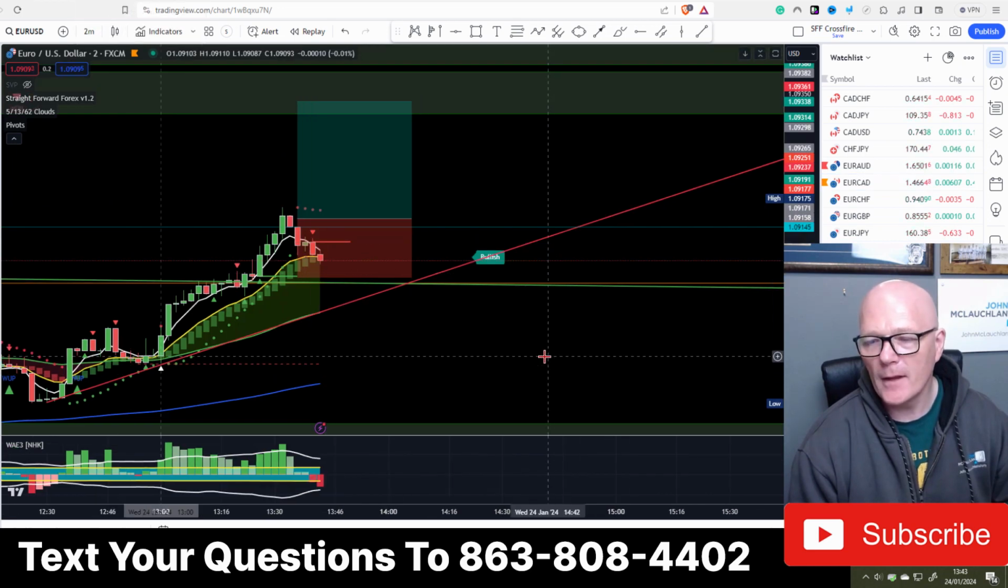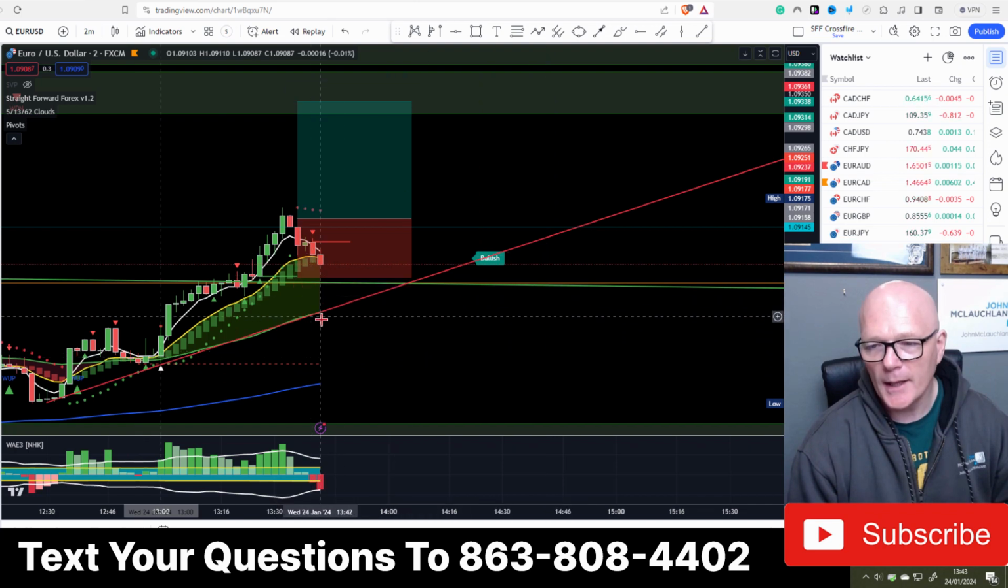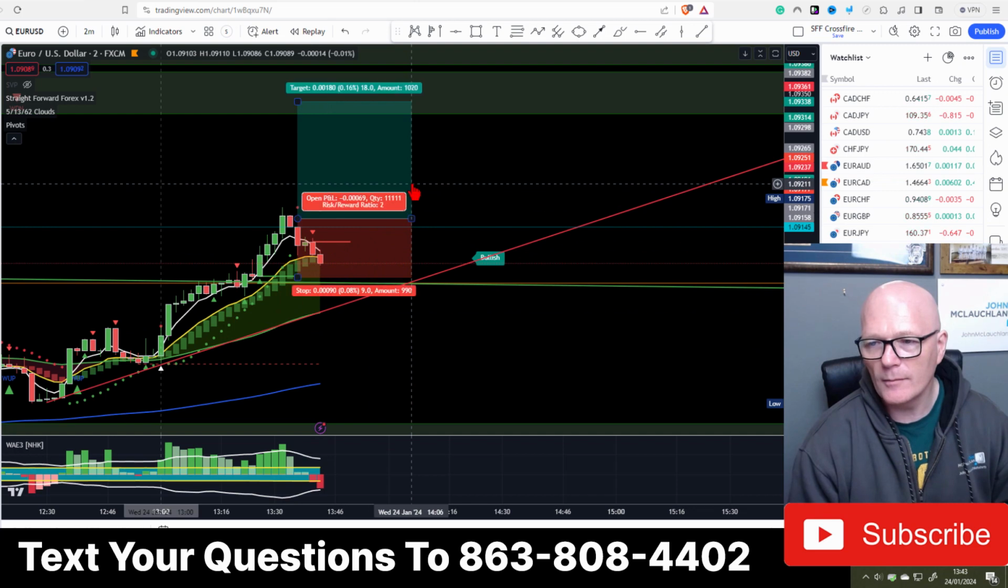Euro/USD, that's just doing its thing. It may well come back down to below this area. Let's just take that off just for now.